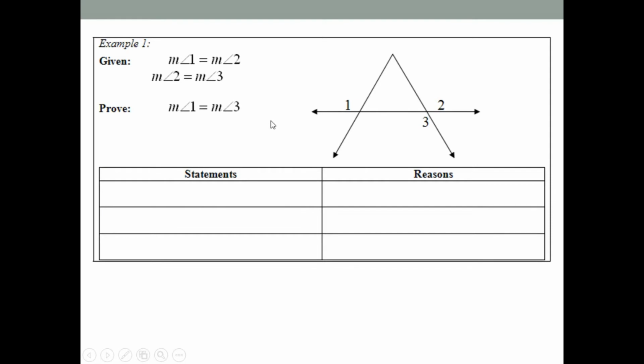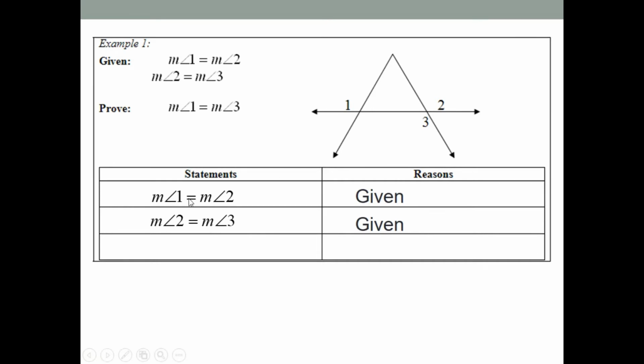So these geometric proofs, again, are always going to start with a couple of givens, and then they're going to tell you where you should be trying to end up. For this example, it's a really short proof. We are told that angle 1 and angle 2 are equal, and angle 2 and angle 3 are equal. So prove angle 1 is equal to the measure of angle 3. Start with your two givens. Usually you want to start with the givens.